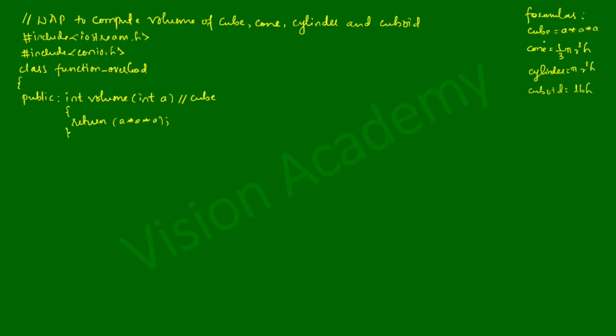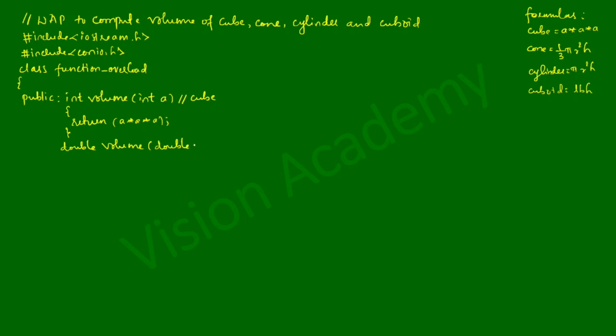So next we are going to find out the volume of cone. Now I'm going to write here double, and you can check out we have got two arguments over here. I'm going to write the name of the function as volume. Next I'm going to pass two arguments of type double.